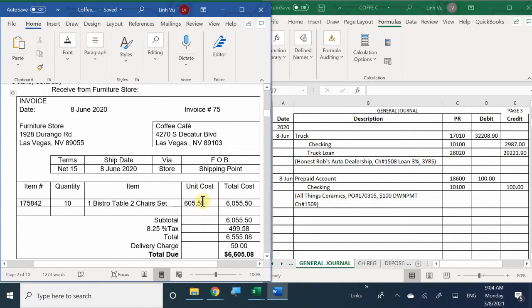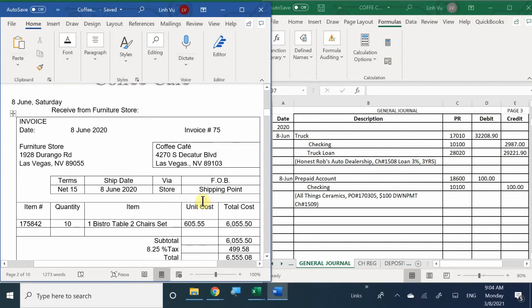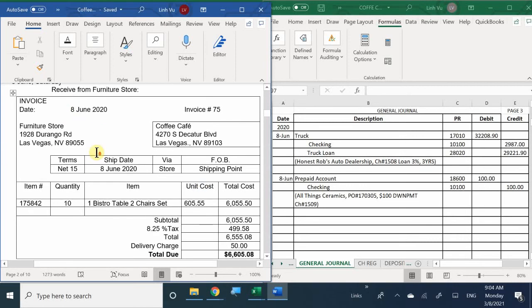Yes. Okay. So, then, again, on the 8th, we received something from the furniture store. What did we receive? We received 10 bistro tables. Quantity of 10. Yes, good. So here we're looking at the receipt.